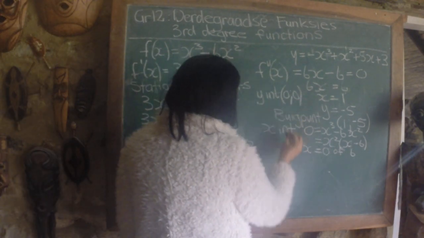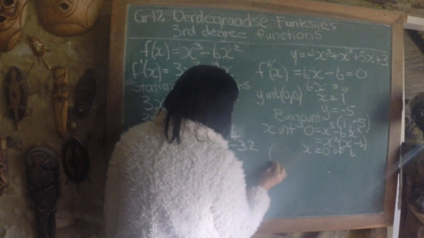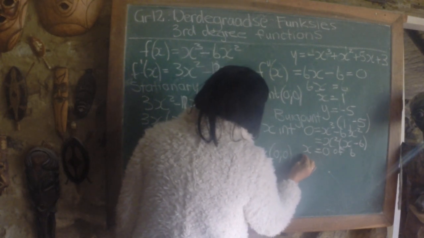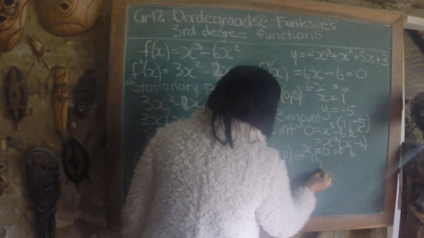So the coordinates of my x-intercepts are 0, 0 or 6, 0.